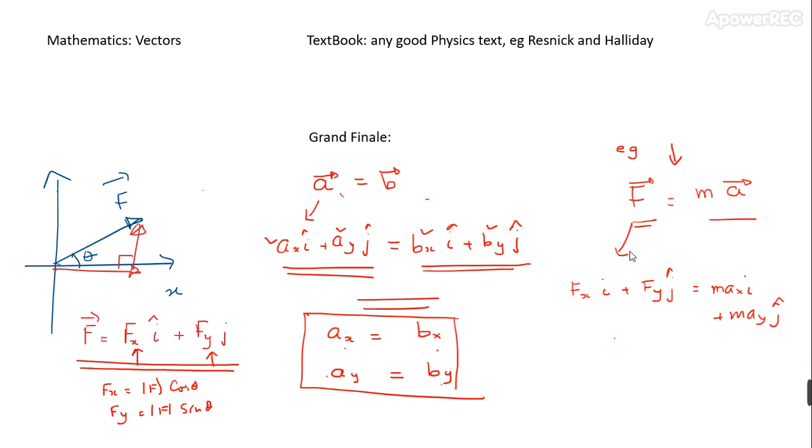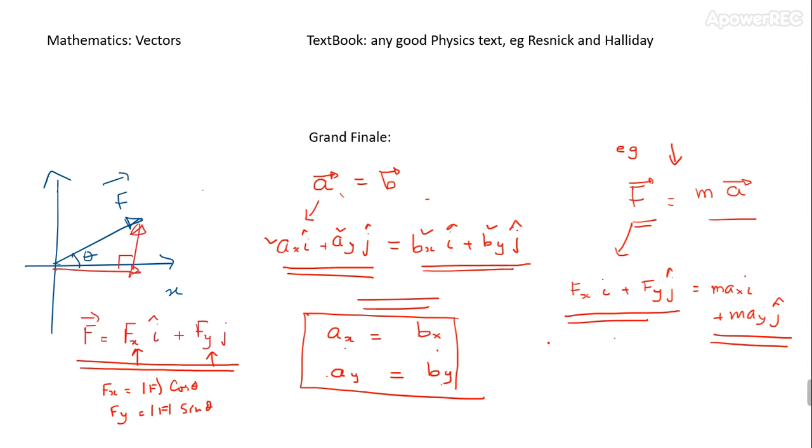Now what we do is we break up F into Fx i plus Fy j. We also break up a into ax i plus ay j, and these two vectors are equal. Just to repeat, max is a scalar, may is a scalar, Fx is a scalar, Fy is a scalar. The whole thing here is a vector, and this whole thing here is a vector which is equal to F, and this is equal to ma.